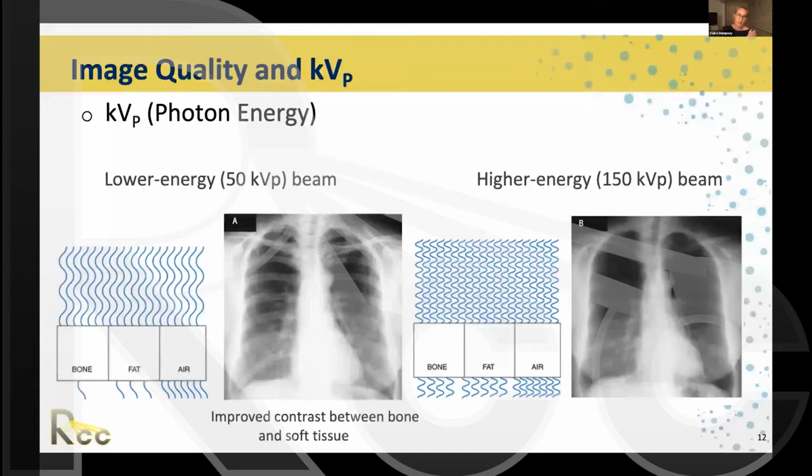So this is just an example here of using different photon energies for the same body site. You can see in the lung case, using the lower energy beam gives you better contrast between the bone and the soft tissue. So the higher the energy, the ratio of photons that is hitting a detector after passing through the patient is not as good as it is with the lower energy kV beam. So the low energy gives you that better contrast for your bony anatomy particularly.